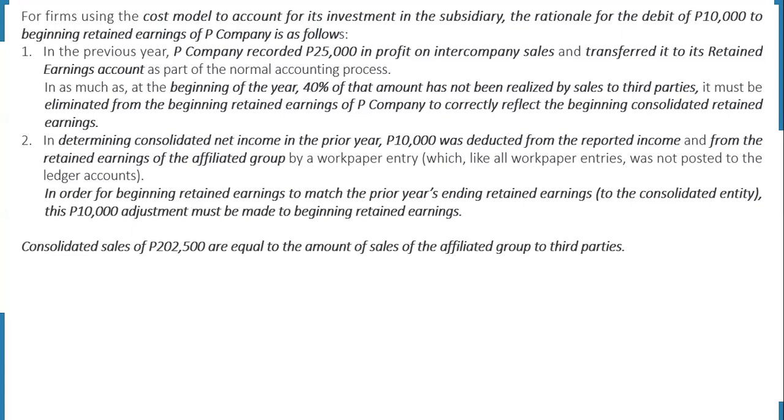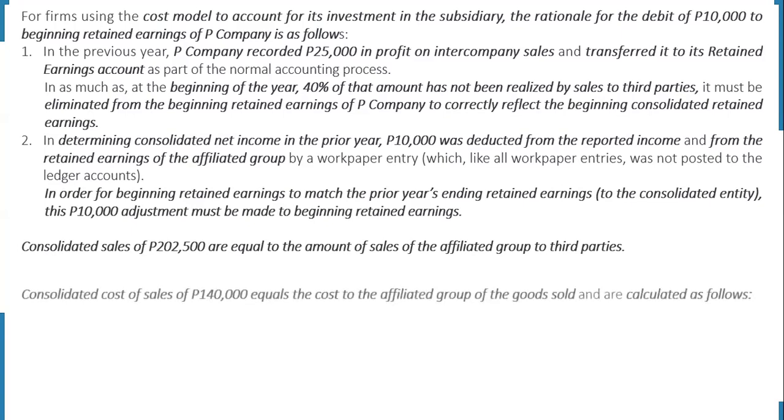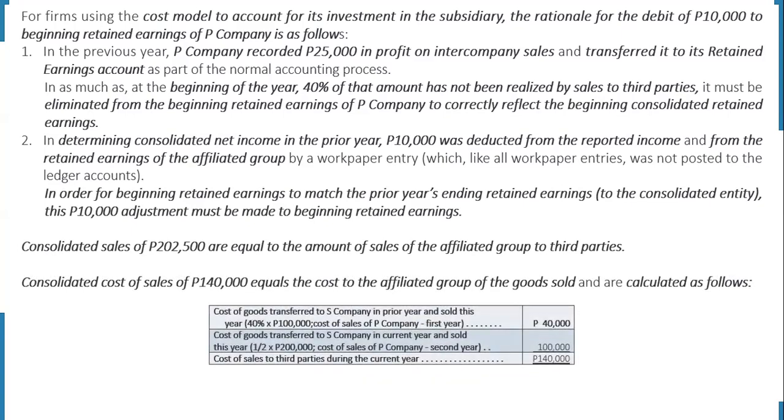Consolidated sales of 202,500 are equal to the amount of sales of the affiliated group to third parties. Consolidated cost of sales of 140,000 equals the cost to the affiliated group of the goods sold and are calculated as follows. So we have now the cost of goods sold transferred to S company in prior year and sold this year, is 40% of 100,000.